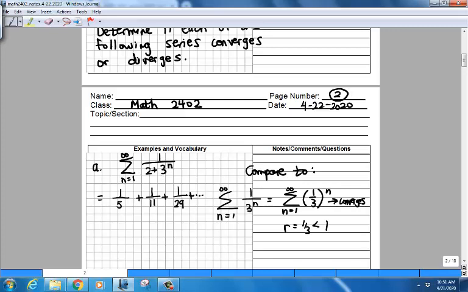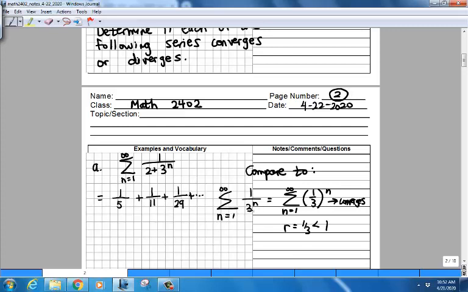Well, notice if you kind of ignore the 2 here, if you just cross out the 2, then the series that you get is 1 over 3 to the nth power. And so this series and this series sort of look alike, right? They're just slightly different from one another. So I'm going to compare 1 over 2 plus 3 to the nth power to just 1 over 3 to the nth power, without the 2.